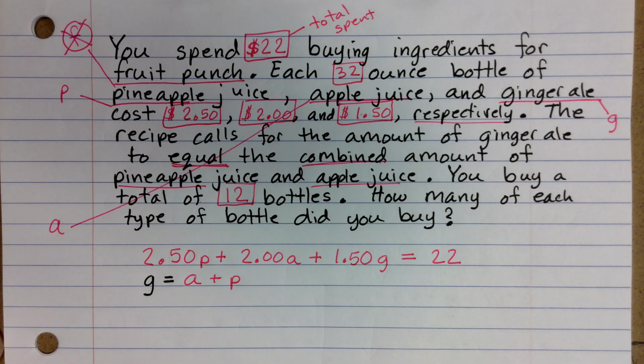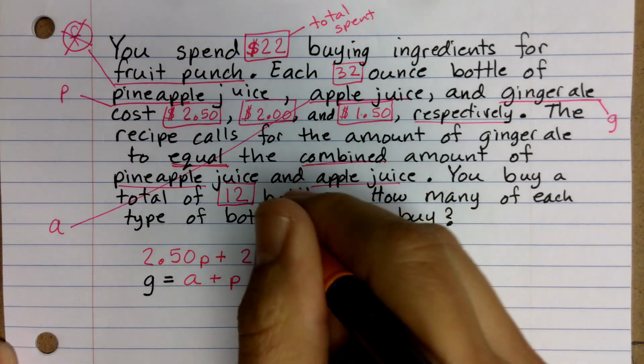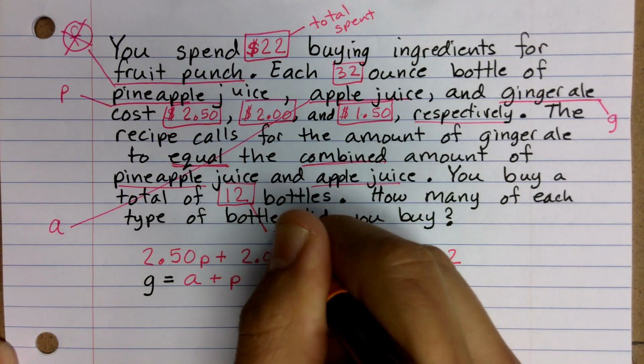And then I'm going to go ahead and write the next one. It tells me how many bottles we bought, and it said you buy a total of 12 bottles, right? So that's total bottles.